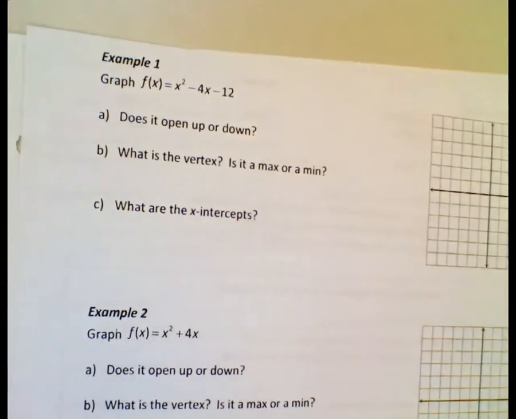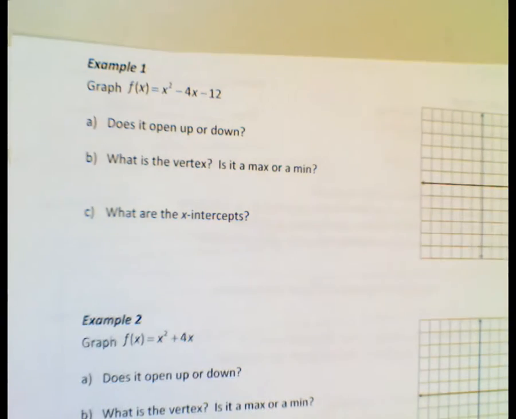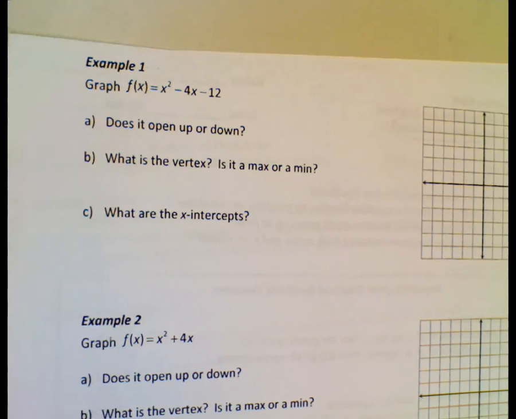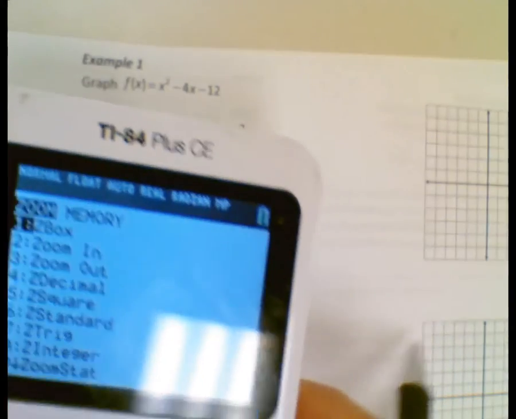So when you have something like this, and we just got done doing it on the Breaking the Code worksheet, what you want to do is graph this right off the bat. So you have x squared minus 4x minus 12. Can you guys see this? Focus this in here. When you do this, you want to make sure you press zoom 6.